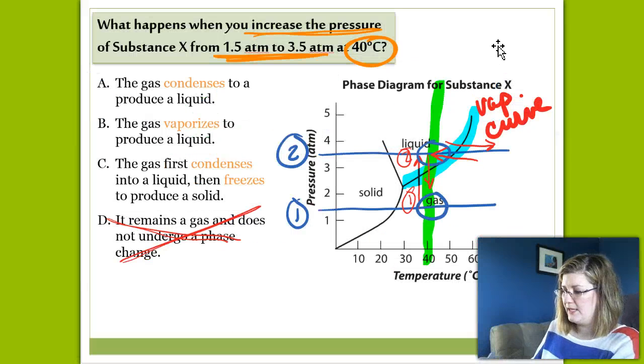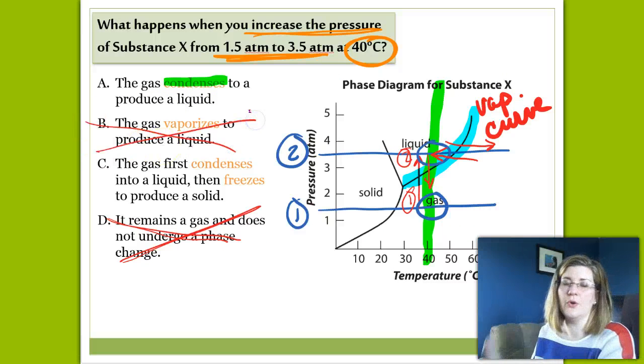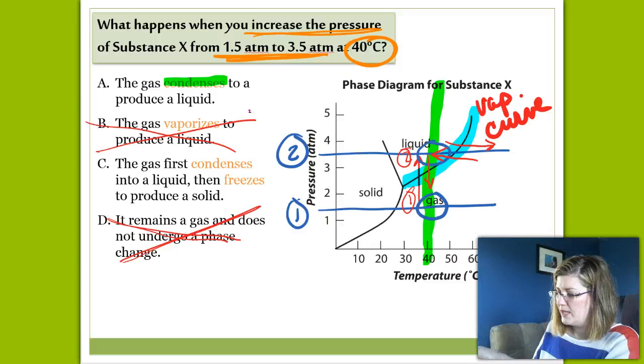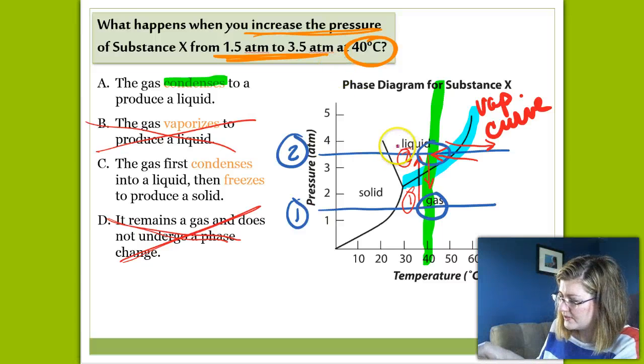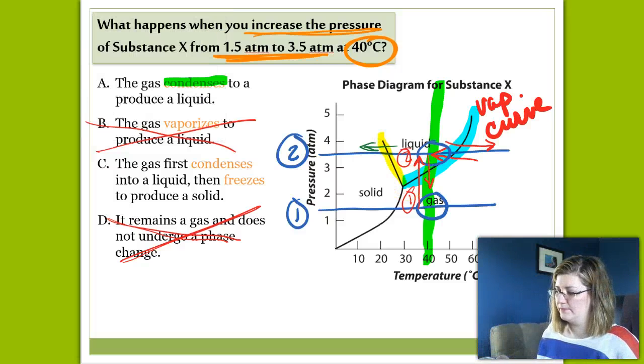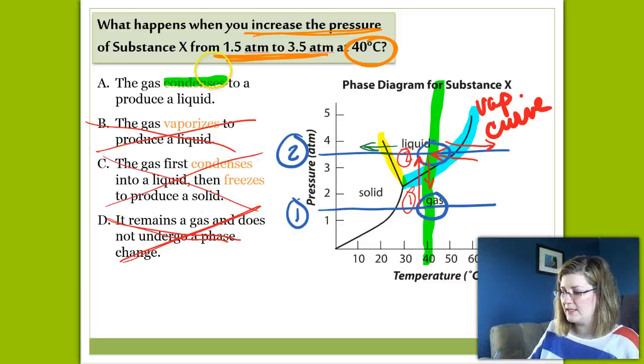So it definitely did condense to go from a gas to liquid. That statement is true. B is not a true statement at all. No gas can vaporize to go into a liquid. If the gas first condensed and then froze, we would have had to take another step, another change. We would have had to be at that pressure and crossed the fusion curve to go between liquid and solid. But we did not do that in this case. So A would be our correct answer here.